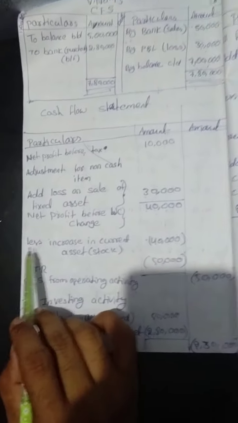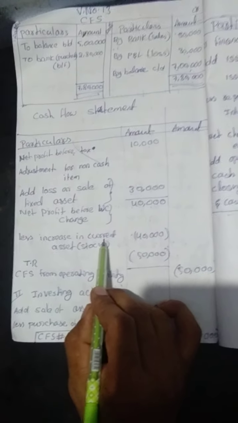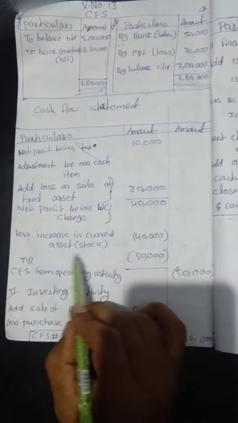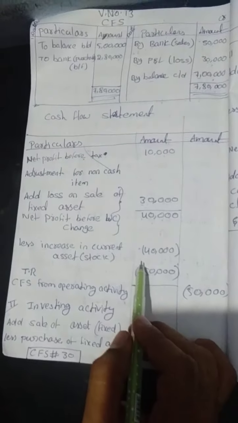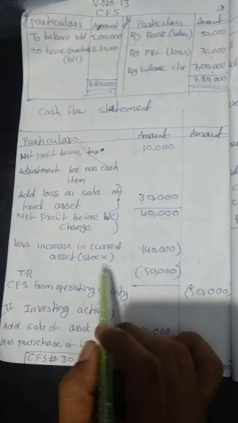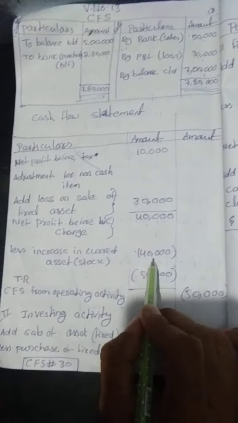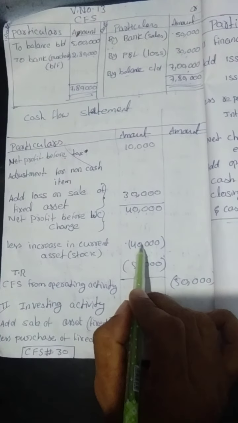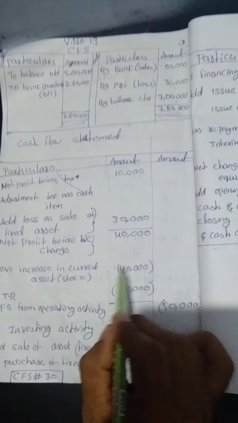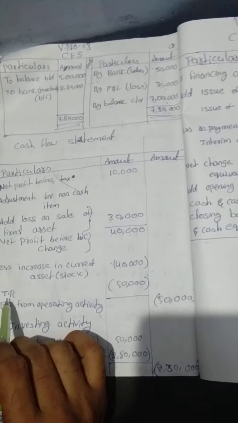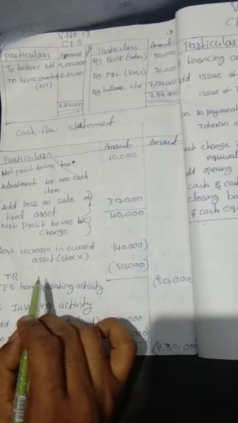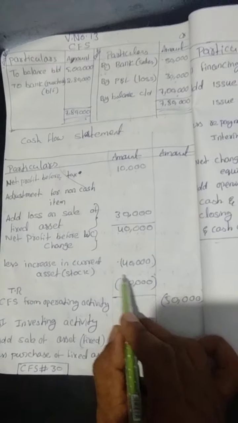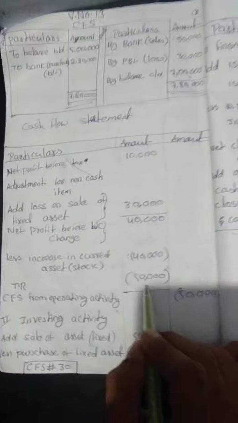From there, less increase in current assets. The current asset, stock or inventory, has increased, as we already saw in the question. The difference is 40,000, which we have to reduce here, so we put it in brackets. Next is trade receivable, which is also a current asset. Current asset has increased, so we reduce it. The difference is 50,000, which we put in brackets because we have to reduce this amount.